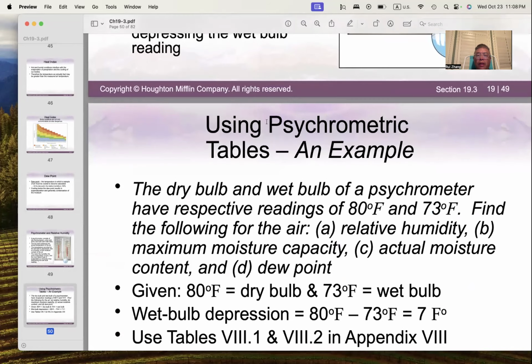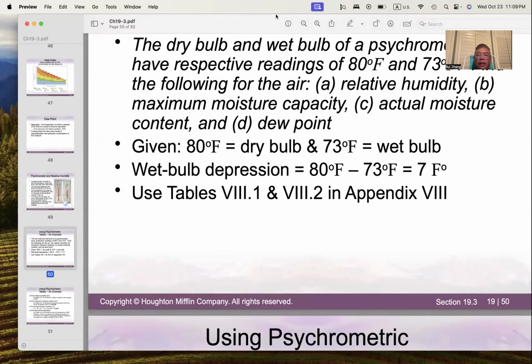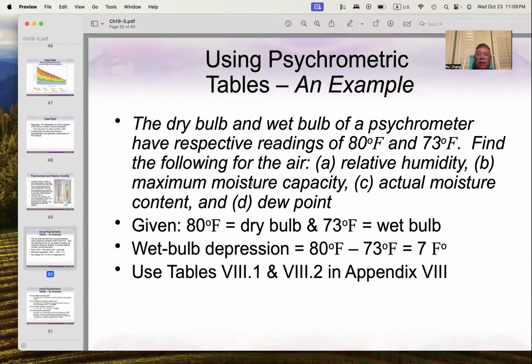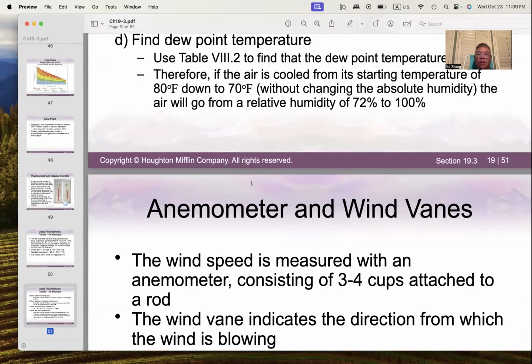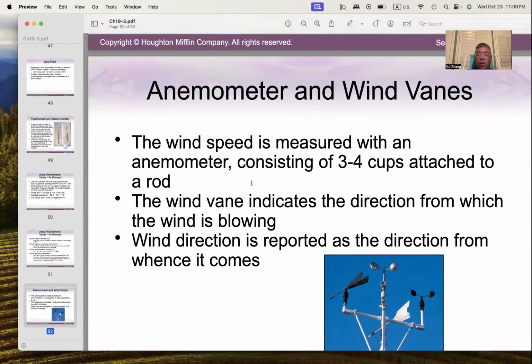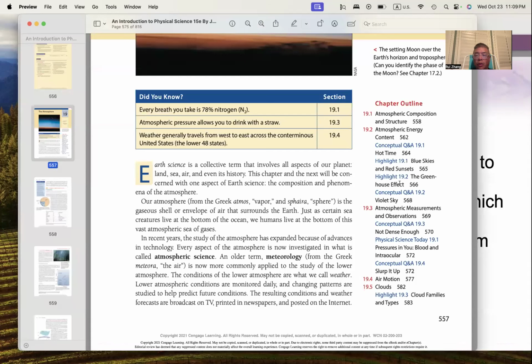I think that's mostly it. There are some specific calculations for doing this using this table, but I don't think you need to do that because we don't have any homework problem or quiz about that. That's basically what I want you to understand, what I told you just before.